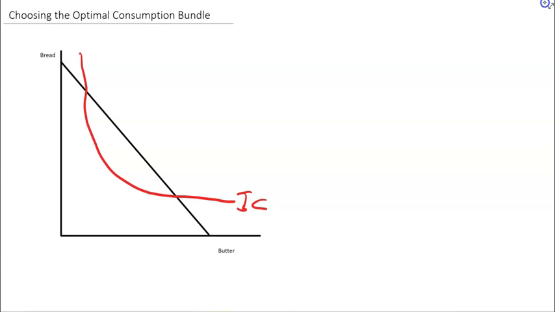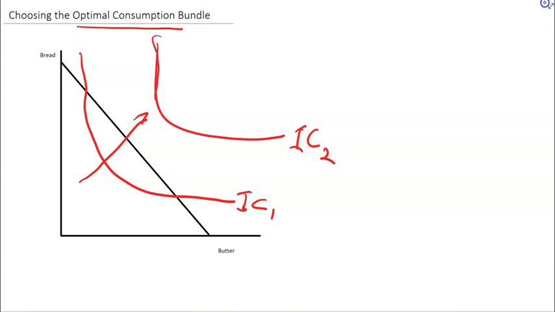Now we are going to find out what is going to be our optimal consumption bundle. The consumer is having more utility as we move outwards. So if I'm looking at IC1 and I'm comparing it with IC2, IC2 is giving me a higher utility than IC1 at every point. So if I'm, let's say, consuming point D, and I have another point, let's say point M, this point M is much more preferred than point D because M is at a higher indifference curve.